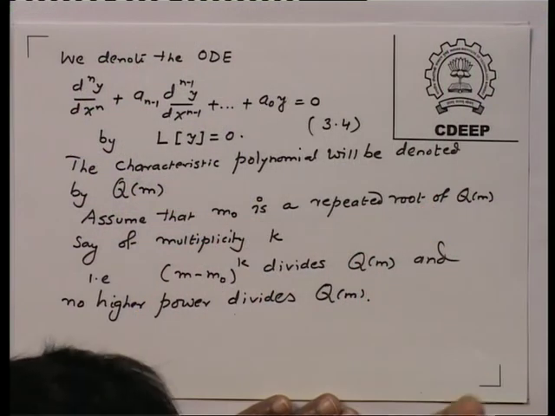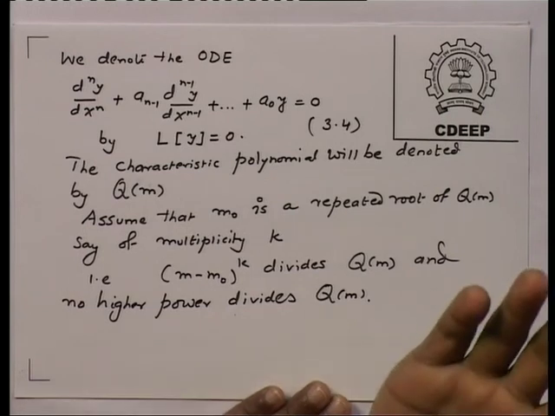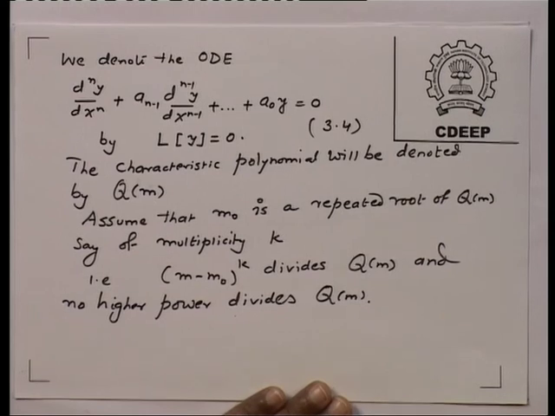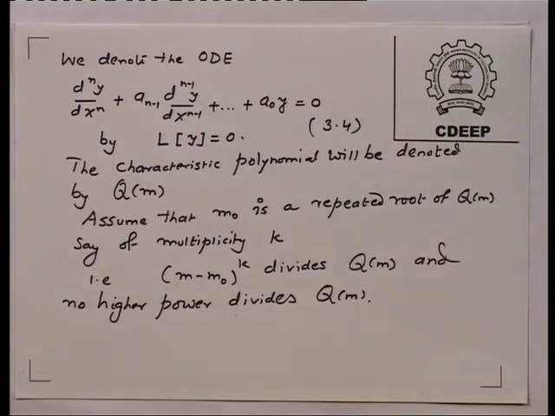Absolutely. So now let us look at this. The characteristic polynomial will always be denoted by q(m). Assume that m naught is a repeated root of q(m) of multiplicity k. What does it mean to say that m naught is a repeated root of multiplicity k? That means that (m minus m naught) to the power k divides q(m), and no higher power divides q(m), right. But what do you know about repeated roots?